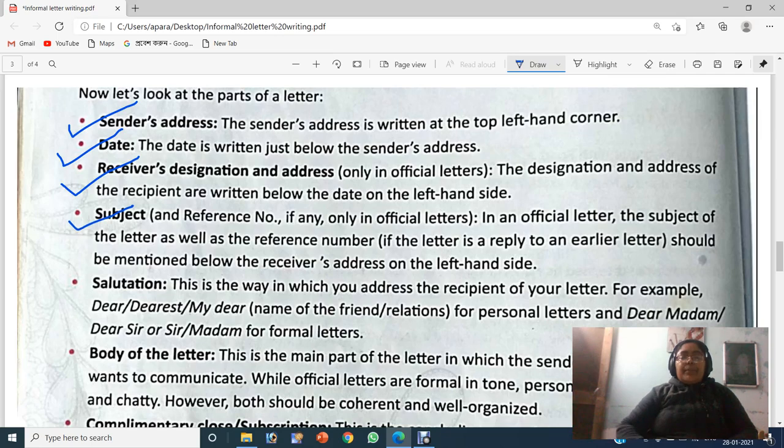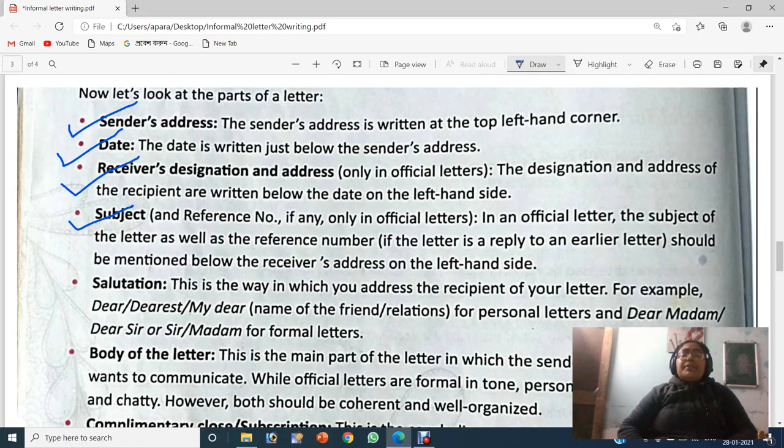Here, the subject and reference number, if any, only in official letters. In an official letter, the subject of the letter as well as the reference number, if the letter is a reply to the earlier letter, should be mentioned below the receiver's address on the left hand side only. Okay.